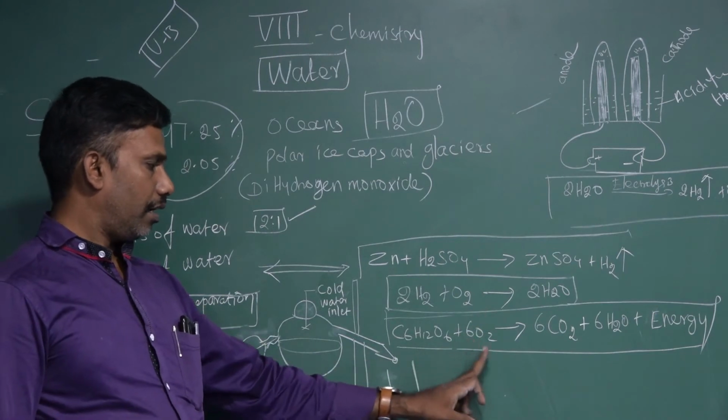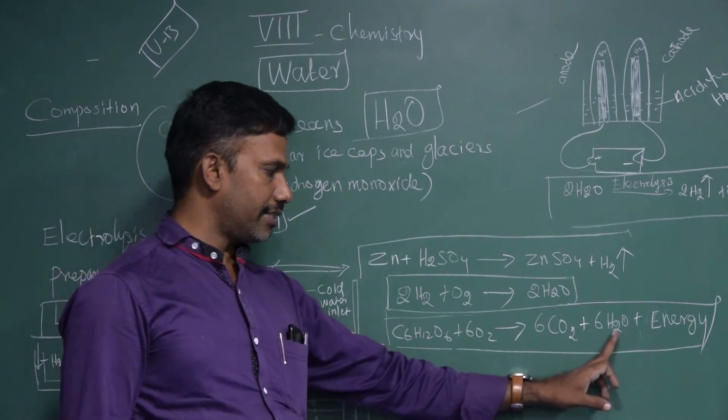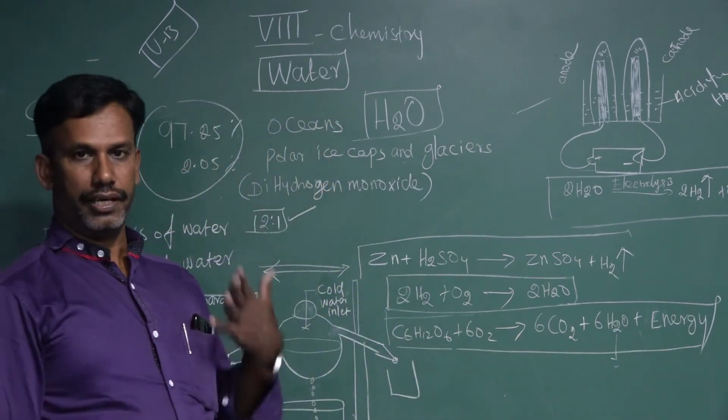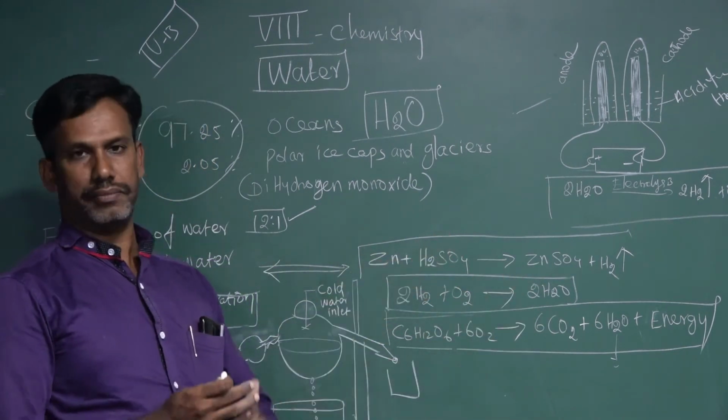C6H12O6. Then 6 times oxygen, you get 6 times carbon dioxide and 6 times water plus energy. While composing the hydrocarbons, you can also prepare water. These are generalized methods to prepare water.